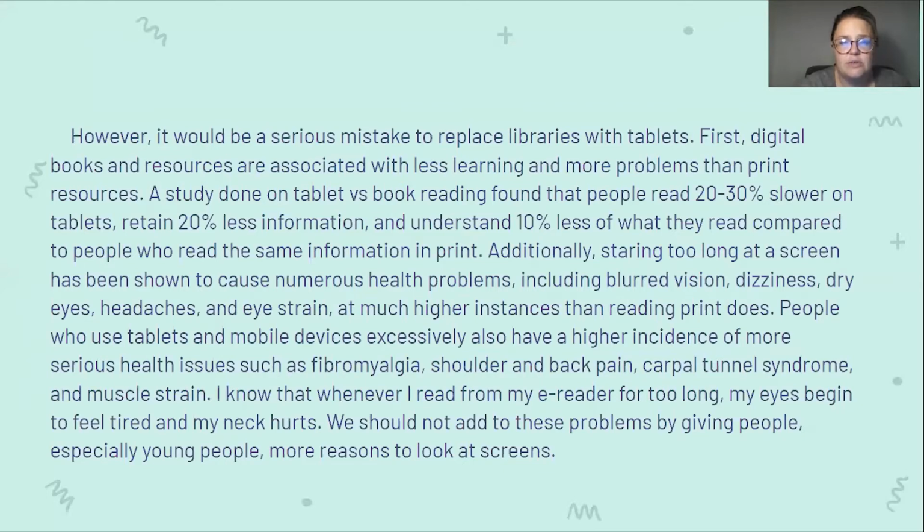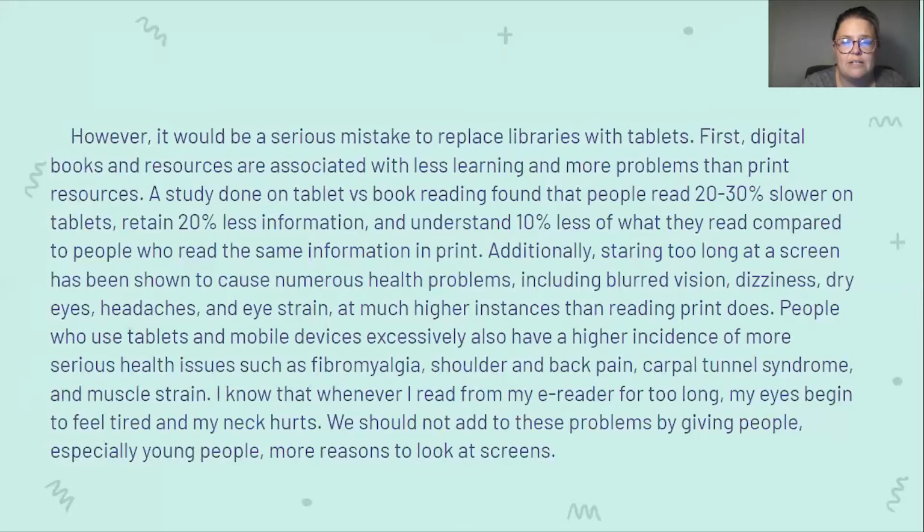First, digital books and resources are associated with less learning and more problems than print resources. A study done on tablet versus book reading found that people read 20 to 30% slower on tablets. They retain 20% less information and understand 10% less of what they read compared to people who read the same information in print. Additionally, staring too long at a screen has been shown to cause numerous health problems, including blurred vision, dizziness, dry eyes, headaches, and eye strain, at much higher instances than reading print does.